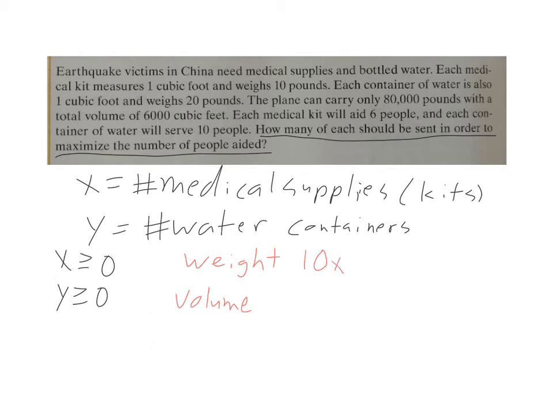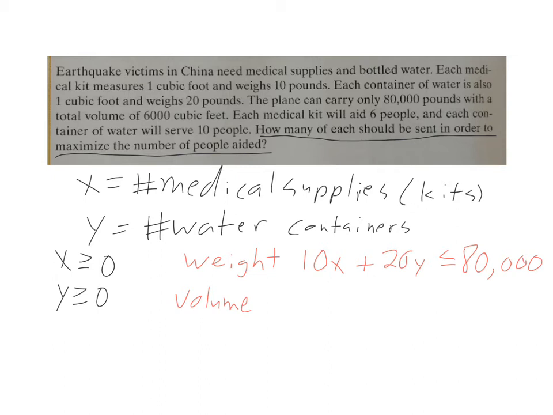We're also carrying water. The plane's also carrying water, and each water container is 20 pounds. So 20 times y should be how much those weigh. The maximum the plane can carry is 80,000 pounds, so they need to be less than or equal to 80,000. So that is our weight constraint.